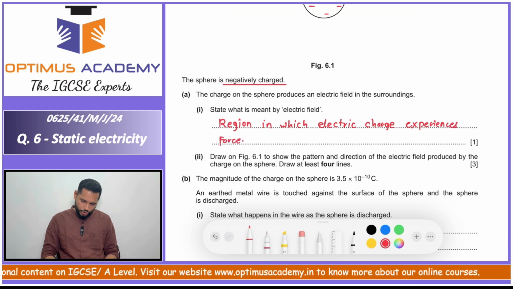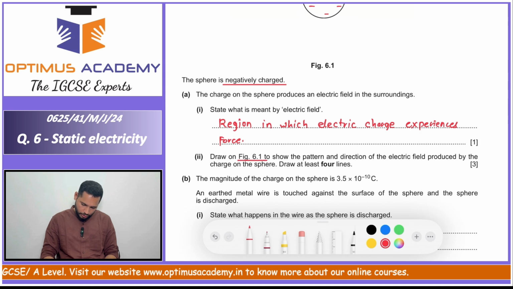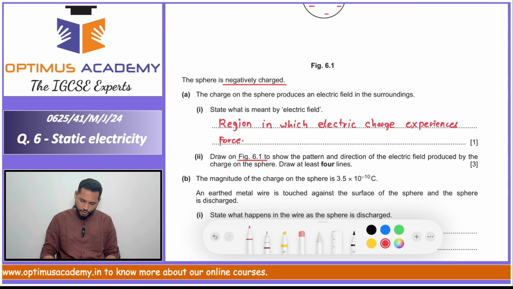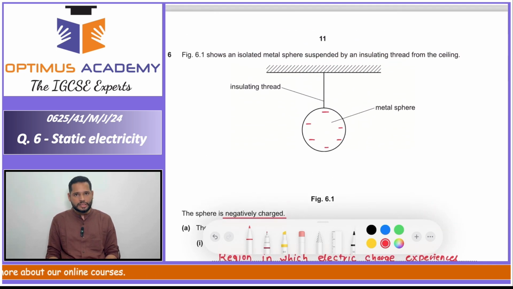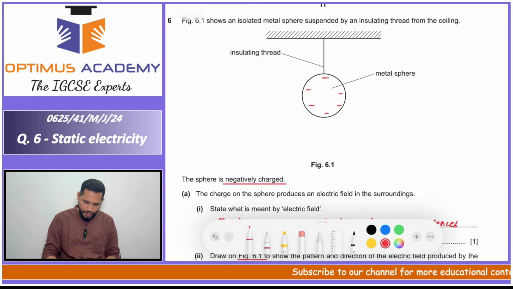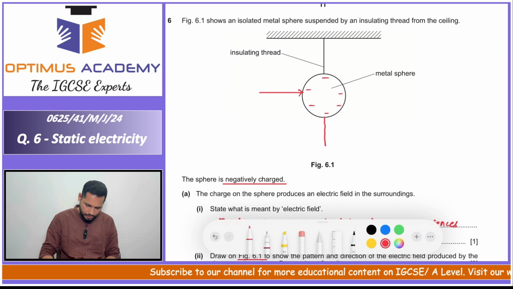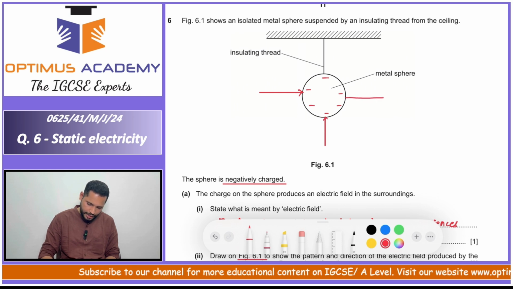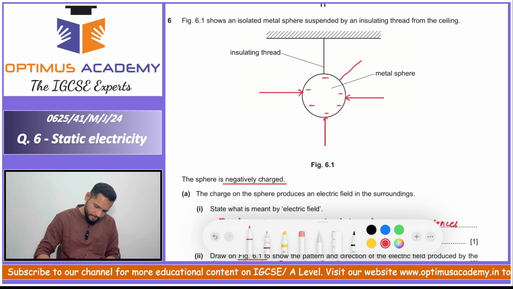Okay. Next question. Draw on figure 6.1 to show the pattern and the direction of the electric field produced by the charge on the sphere. Draw at least 4 lines. As we know, this sphere is negatively charged. When we draw the electric field lines, they are always pointed from positive to negative. Since the sphere is negative, the field lines are going to be pointing towards the sphere. They have said to draw at least 4 lines. So we can draw lines like this and make sure that these lines are touching the sphere and their arrows are pointing towards the sphere like this.